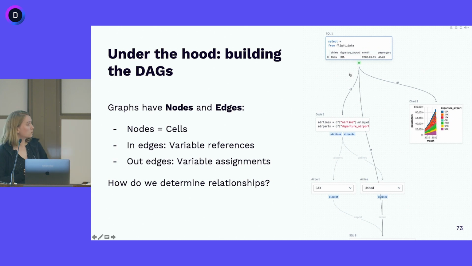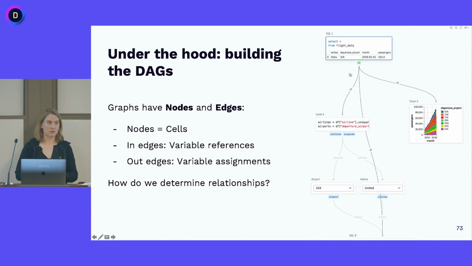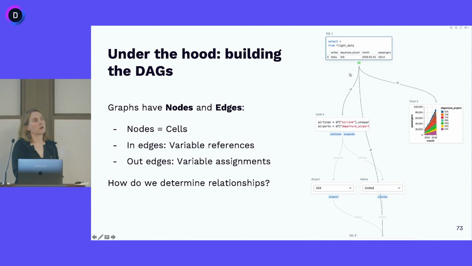And then the edges. What we do for edges in the graph is we first look for variable assignments. These are places in the notebook where we are assigning a variable a value. And then we look for references to those variables. And we generate a directed edge from every assignment to every reference of that same variable. So to answer the obvious question, how do we do that? Yes, we are parsing the code directly, and we are parsing it live as you're editing the notebook.